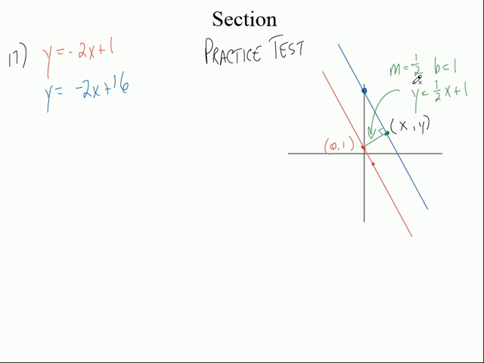Make sense? It's not that hard. Find the slope, look at the y-intercept. You didn't have to figure out what the y-intercept is. You just look to see what it is. Now, let's put these together. Now, which ones are we going to put together?